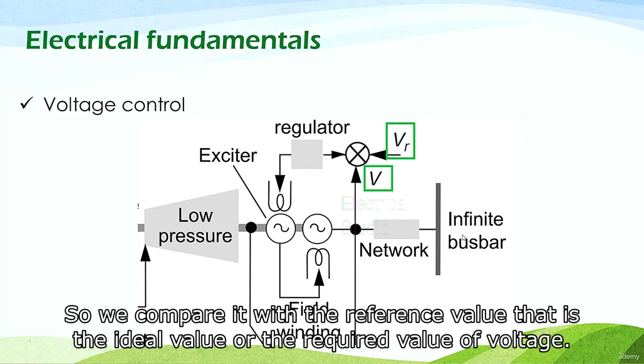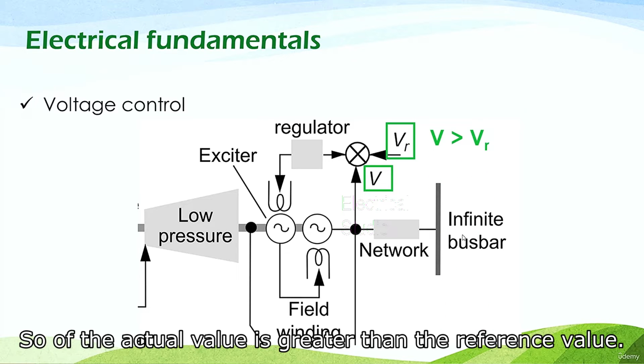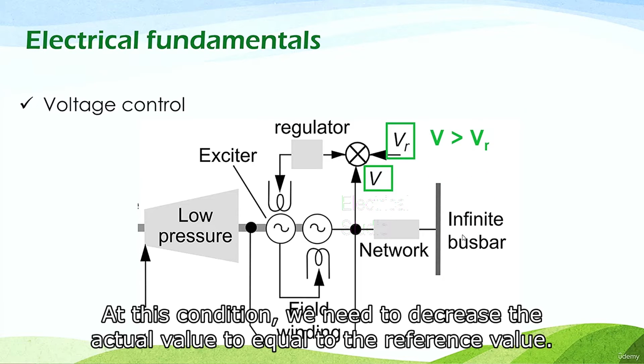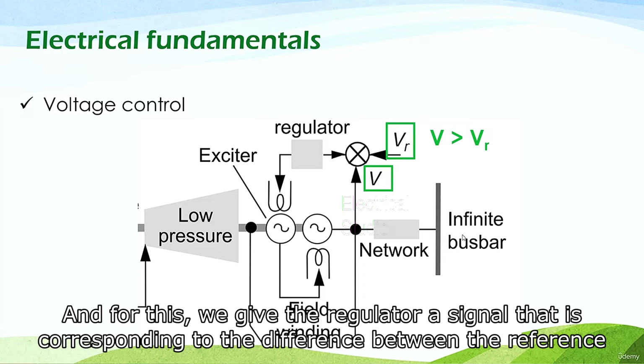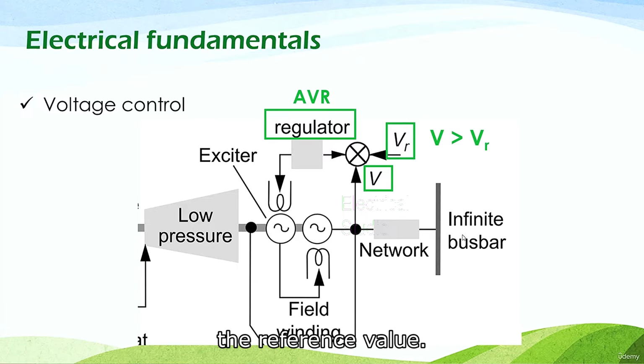So we compare it with the reference value, that is the ideal value or the required value of voltage. Then we see the difference between the reference value and the actual value. So if the actual value is greater than the reference value, in this condition we need to decrease the actual value to be equal to the reference value. And for this we give the regulator a signal that corresponds to the difference between the reference value and the actual value of the voltage, to decrease the actual value so its magnitude reaches the reference value.